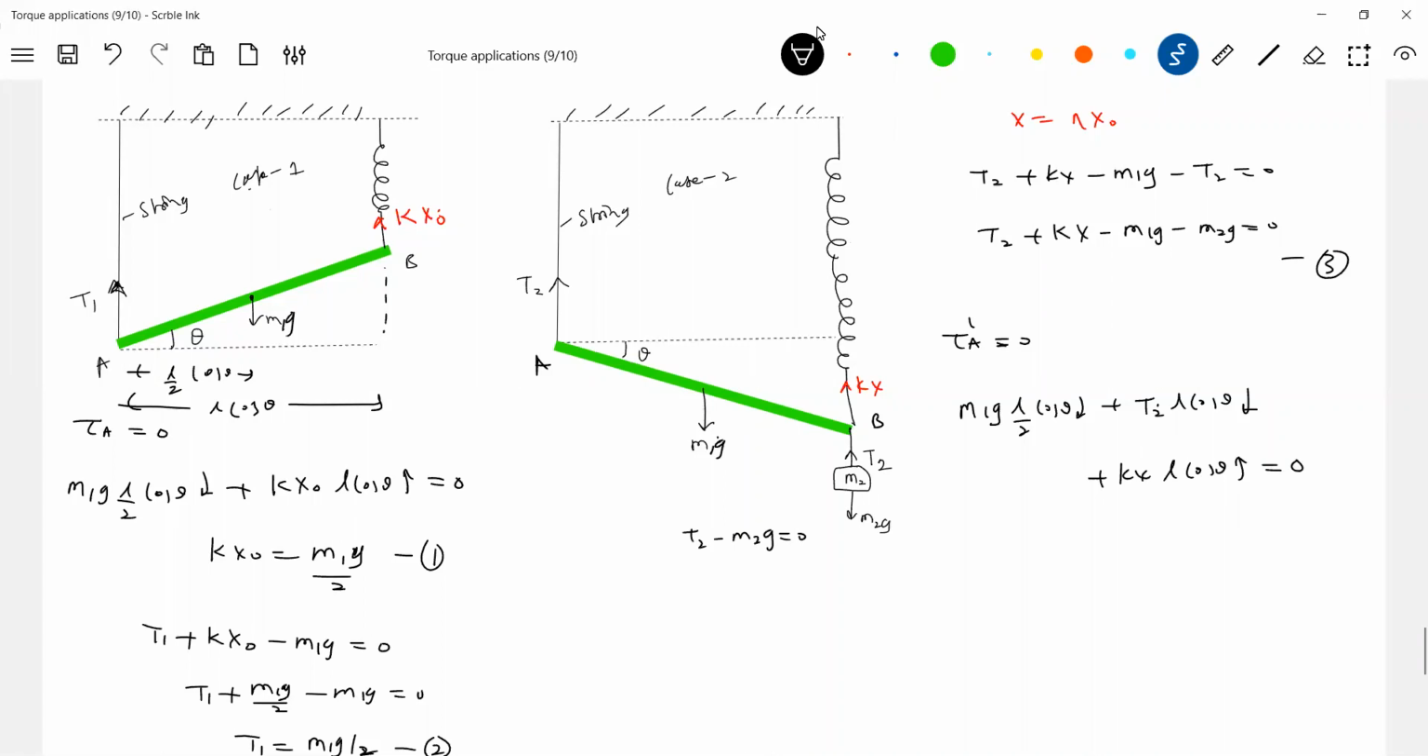Sir, in case 2, T2 is the same, no, sir. You put T2 the same for both strings, these two tensions. I'll do one thing. Okay, the symbols. Yes, thank you, sir.